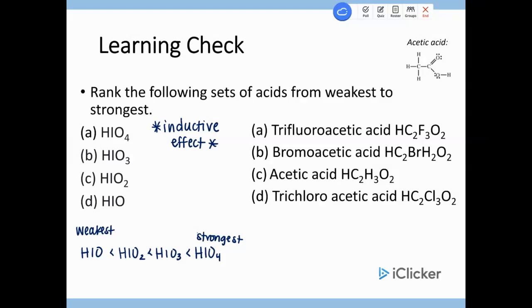Then the other list of acids are all analogs to acetic acid, which is shown at the top there. The Lewis structure of it is shown. In the first one, instead of having a CH3 group on the left side of the molecule, it has a CF3 group. So we have trifluoroacetic acid. Those hydrogens are now fluorines. In the second one, one of those hydrogens is replaced with a bromine. The third one is just acetic acid. And then in the last one, all three hydrogens are replaced with chlorine.